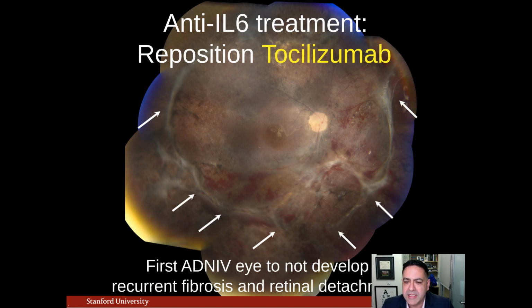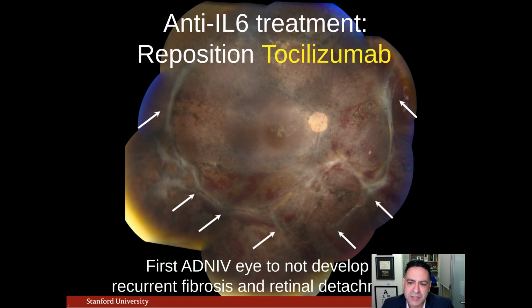The arrows in this image are pointing to some of the scar tissue, the edges where we basically had to amputate severely fibrotic retina. But this is one of the first eyes not to develop recurrent fibrosis and recurrent retinal detachment after treatment. And we believe, although a single case, that it's really the molecular therapeutics that we added to the surgical treatment that made the difference for this eye.